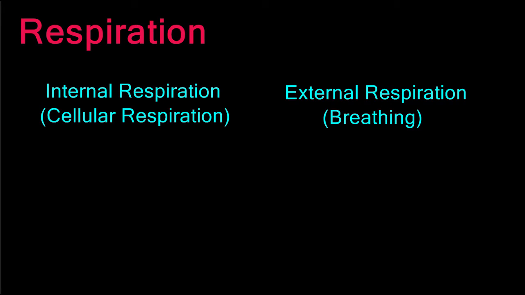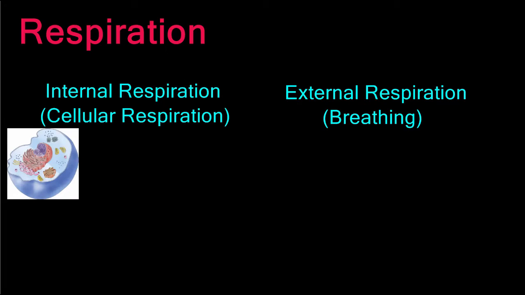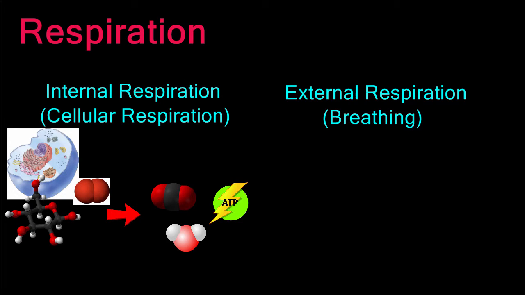The life activity of respiration can be divided into two parts: internal or cellular respiration and external respiration, also known as breathing. Internal respiration occurs at the cellular level and involves extracting ATP energy from glucose. We've already discussed this type of respiration in Unit 2.